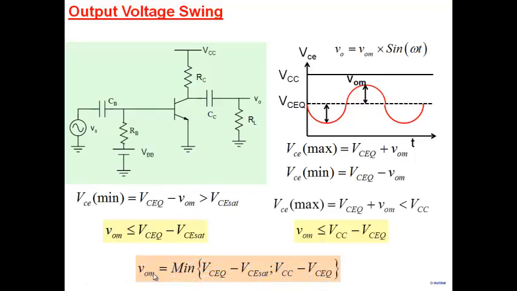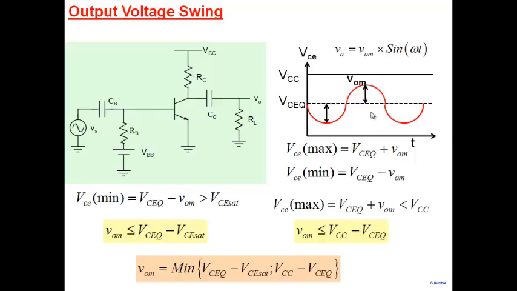So V0M, the maximum output swing that you can get according to this picture, is the minimum of these two. Either this will limit it or this will limit it. Whichever one is minimum, if either this point makes the transistor go into saturation, or this point starts to get very close to VCC, either one of those will determine the swing here.